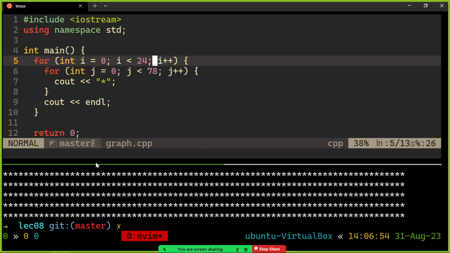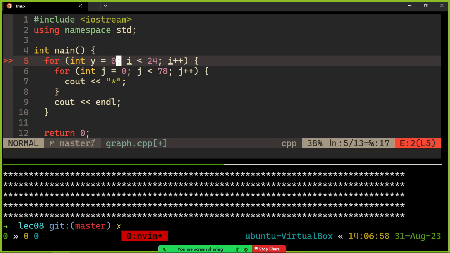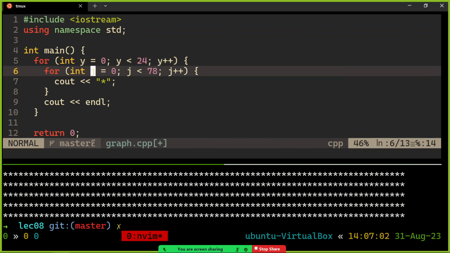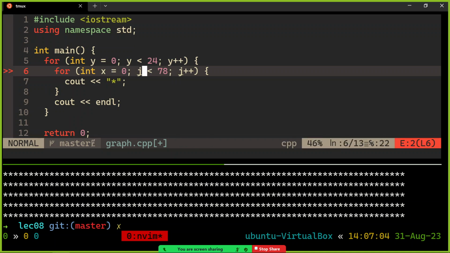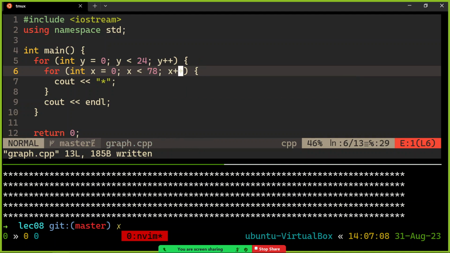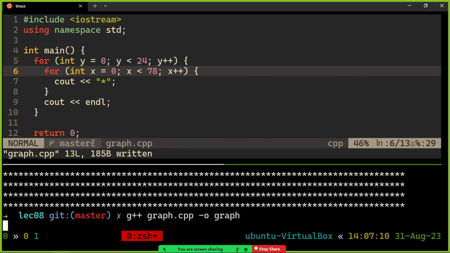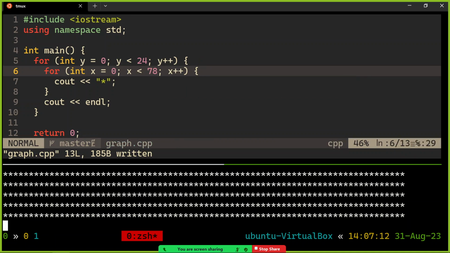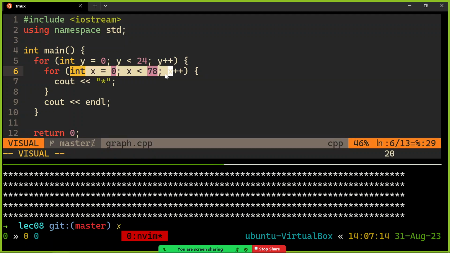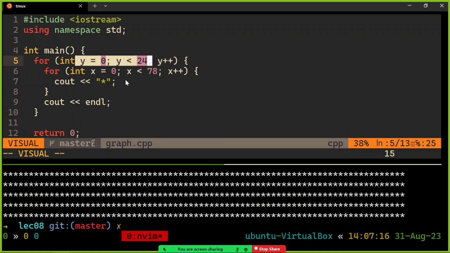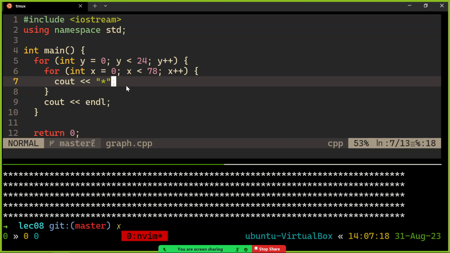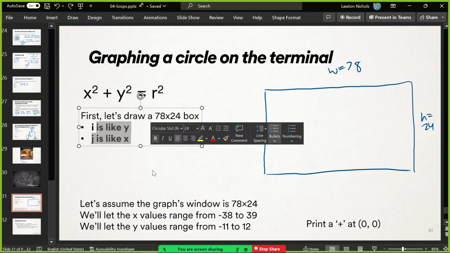Let's change those. So you are y, not i anymore. y plus plus. You are x. x is less than 78. x plus plus. See where I'm going with this? It'll do the same thing, they're just a different variable name now, but that's what they're functioning as. x is ranging from left to right, and y is helping us figure out what line we're on, so it's kind of going up and down.